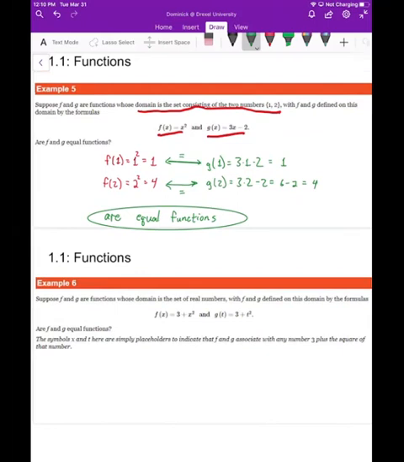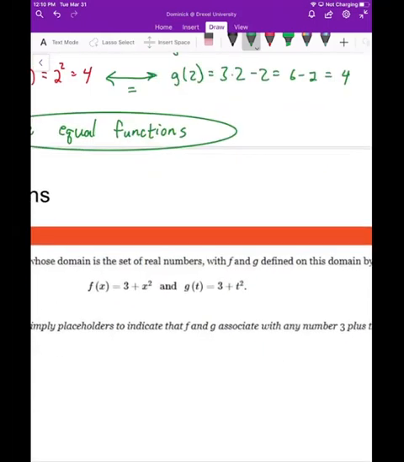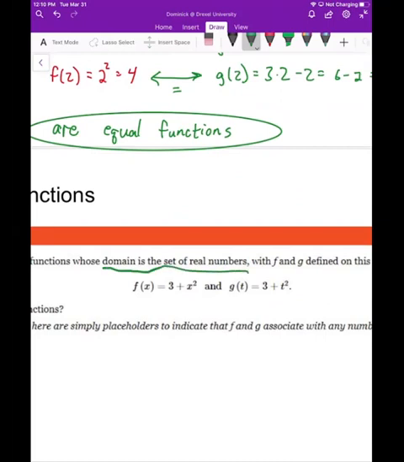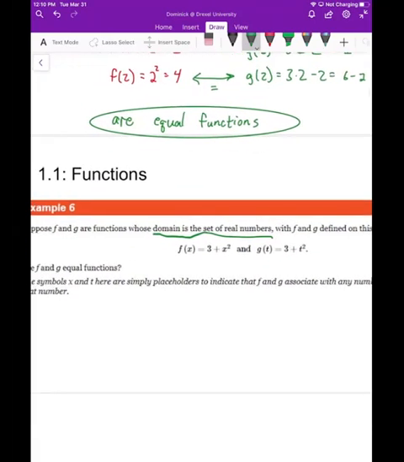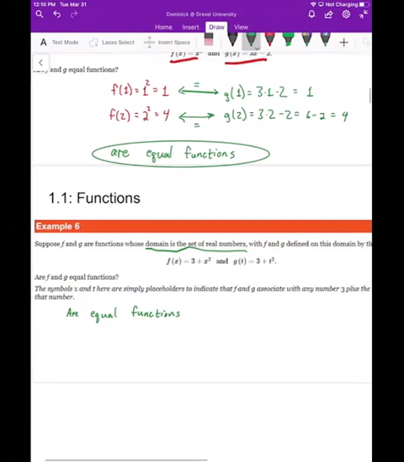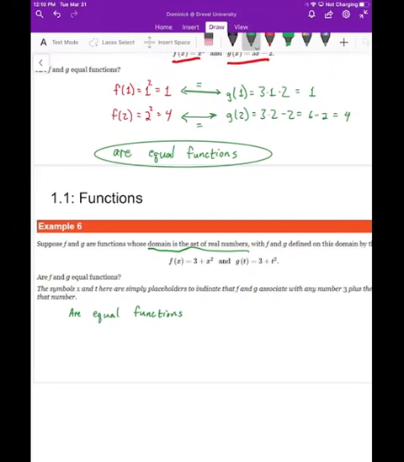Okay. Now for example 6, we have that f of x is 3 plus x squared and g of t is 3 plus t squared. All right. Both of their domains is the set of real numbers. So that part is good. And of course, these are going to be equal functions. And of course, the idea is that x and t are arbitrarily chosen. So it doesn't necessarily matter that one is x and one is t. Right, so that's fine.